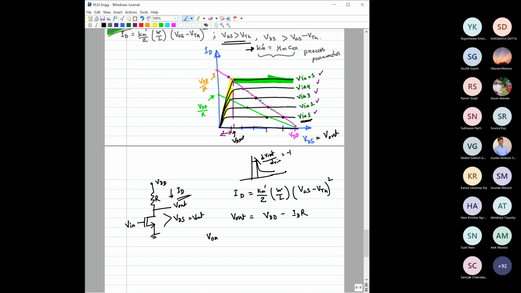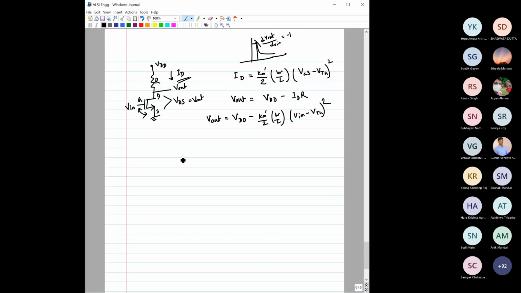Okay, so now ID we can replace with this, right? Kn dash by 2 W by L. Now what is VGS? This is gate, this is source, this is drain. So VGS is nothing but V in, right? So it is basically V in minus VTH squared.